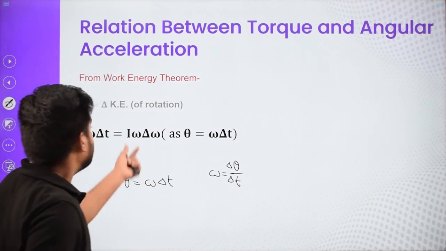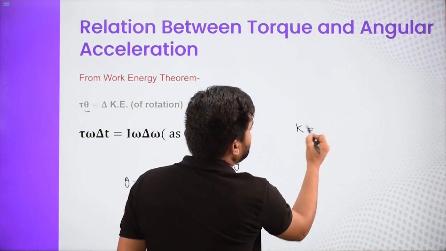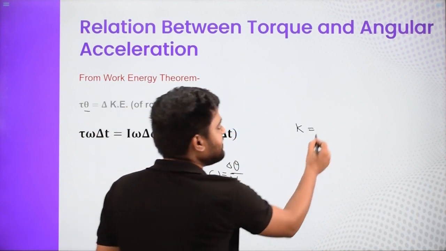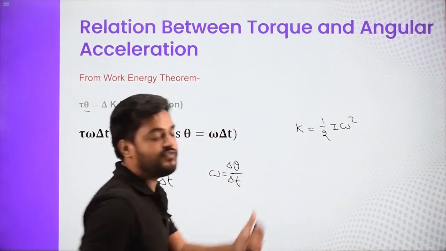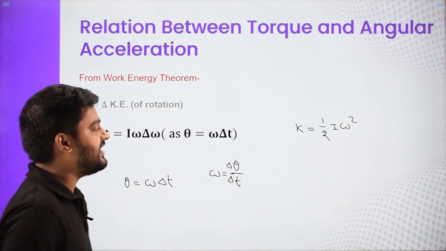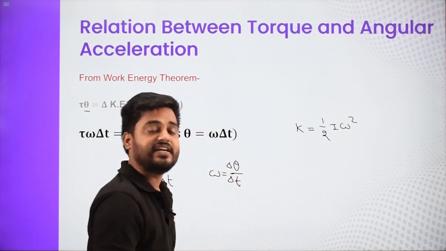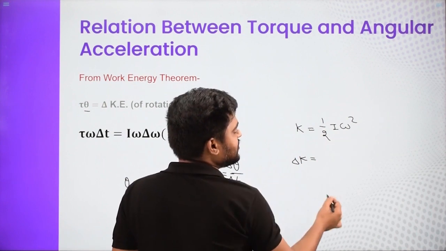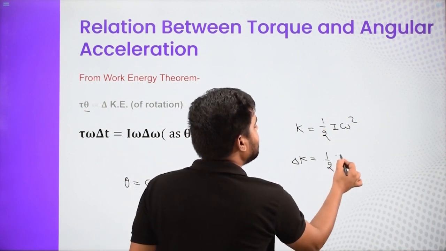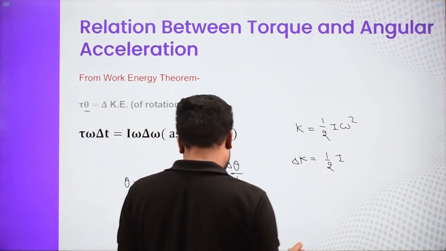And what about the change in kinetic energy? What is kinetic energy? If we talk about rotational kinetic energy, it is half I omega square. That is the formula for rotational kinetic energy. I need to get the change, so I differentiate it. I write delta K is equal to the differentiation of this, which is half I. These are constant quantities, so they remain as they are in the process of differentiation.